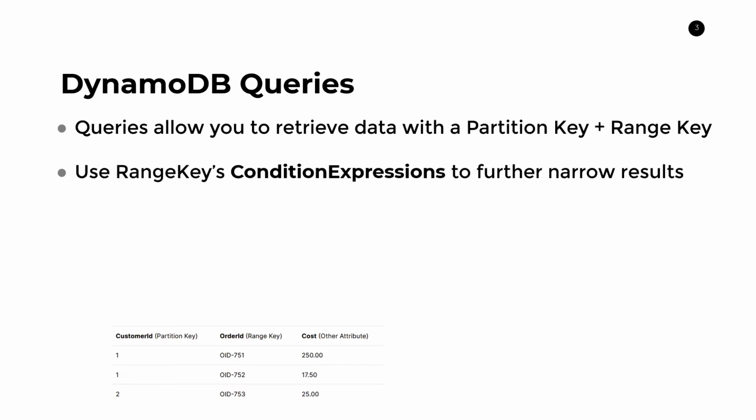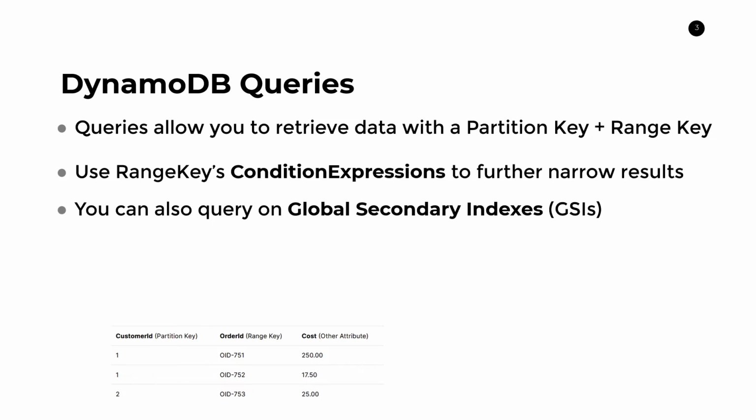Now, if you wanted to do that, then you can query on global secondary indexes. Global secondary indexes, or GSIs for short, are, like you kind of assume, an additional index that you can place on your table. And by doing so, you'll be able to query on attributes other than your partition key. So that's a very, very useful feature.